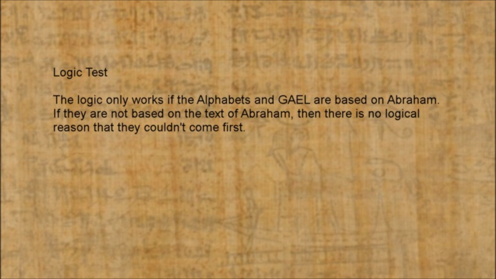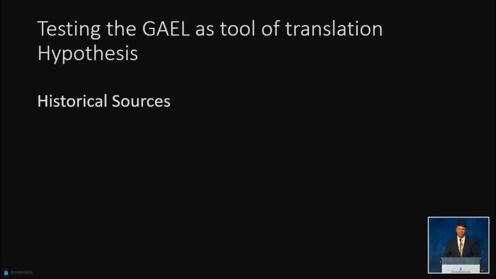Mr. Muhlestein, the logic only works if the alphabets in Gale are based on Abraham. If they are not based on the text of Abraham, then there is no logical reason they could not come first. Now let's look at something we can test much more firmly, and that's the historical sources.